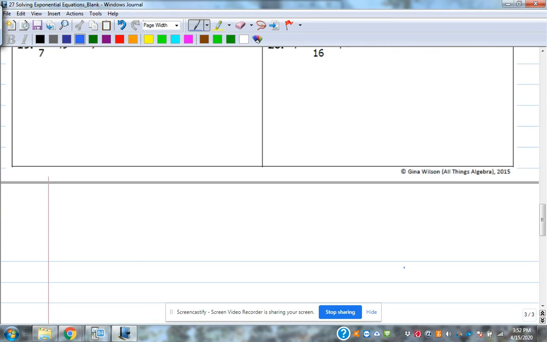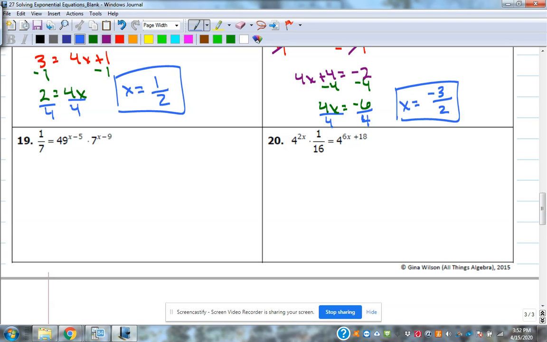A couple more here. We'll call it a day. All right, so let's look at number 19. We don't have the same base on the right-hand side. We've got 49 and we've got 7. So I know 49 is 7 squared. And then I know 1 over 7 is 7 to the negative 1.